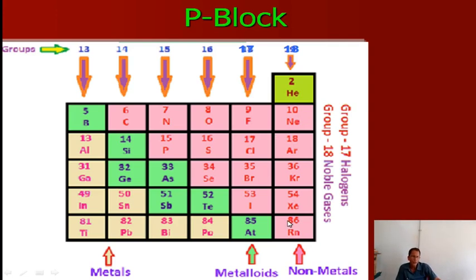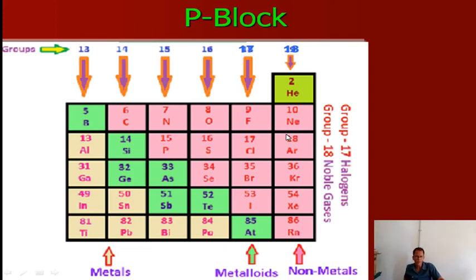Then the last group are called noble gases, chemically very inert. That's why these are called noble gases. What are these? Helium, neon, argon, krypton, xenon and radon. These are called noble gases. So if you see this green color, these are non-metals. Then the metalloids are pink color.